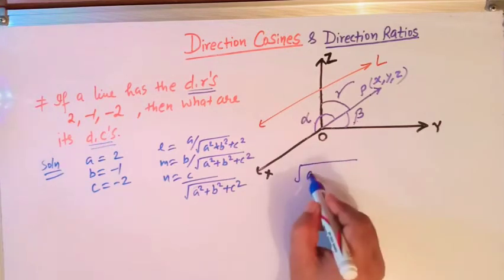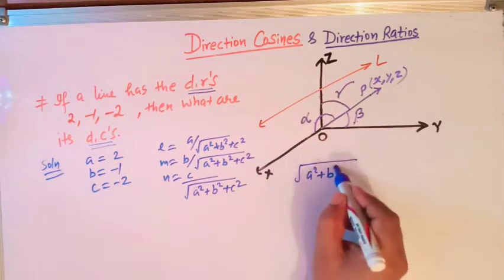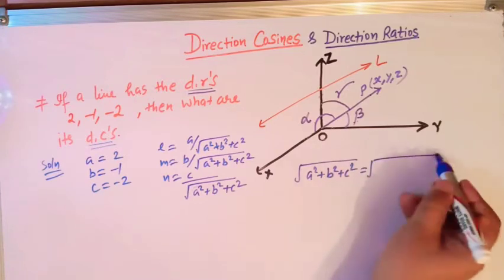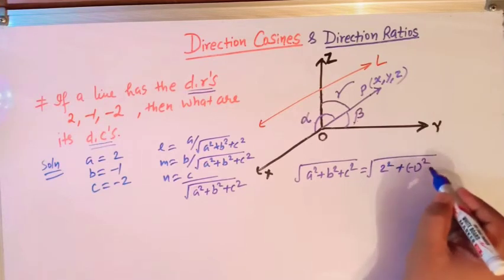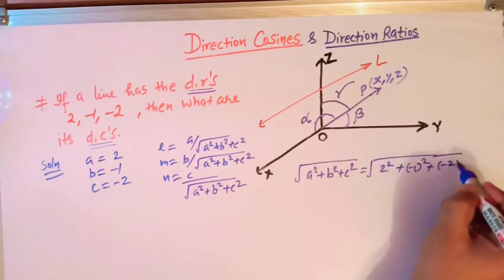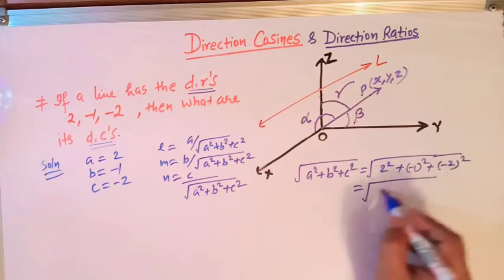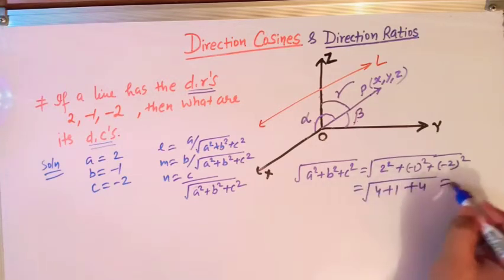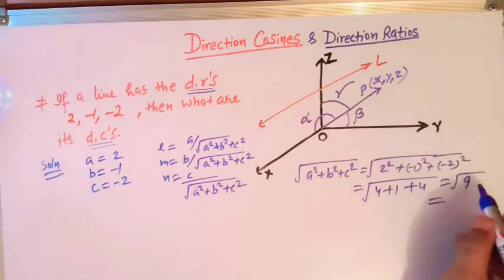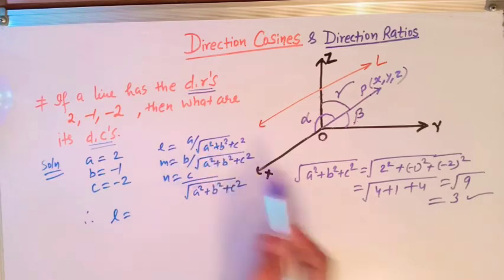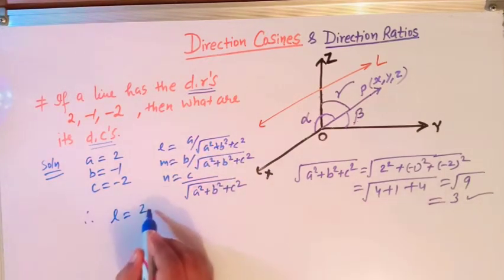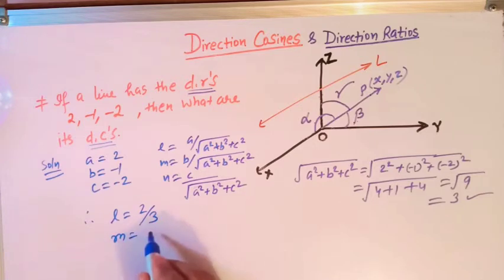Now let us find the square root of a square plus b square plus c square. So we have 2 square plus minus 1 square, and then we have minus 2 square. So this is 4 plus 1 plus 4, this is 9, square root of 9, that is 3. So therefore l is a divided by 3. So l is 2 by 3, m is minus 1 by 3, and n is minus 2 by 3. Right?